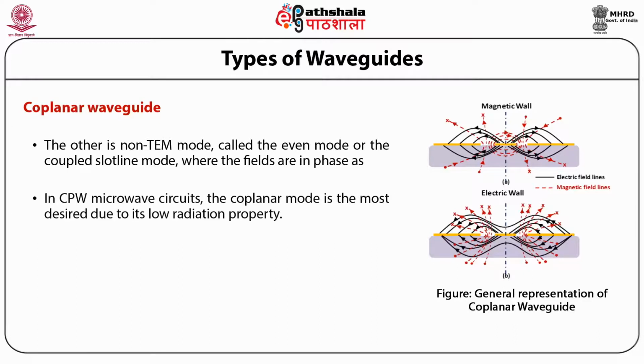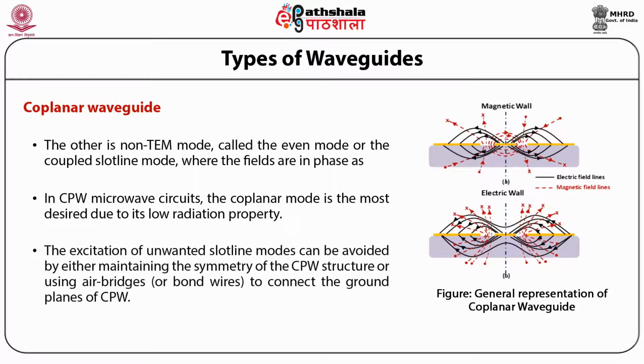In CPW microwave circuits, the coplanar mode is the most desired due to its low radiation property. The excitation of unwanted slot line modes can be avoided by either maintaining the symmetry of the CPW structure or using air bridges, so as to connect the ground planes of the CPWs.